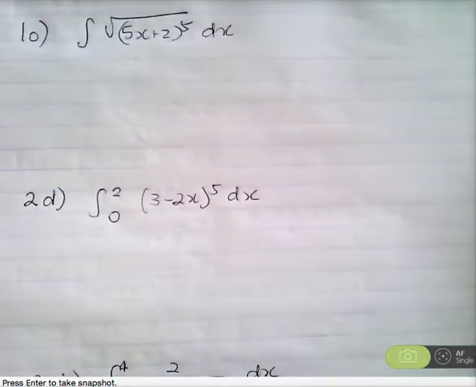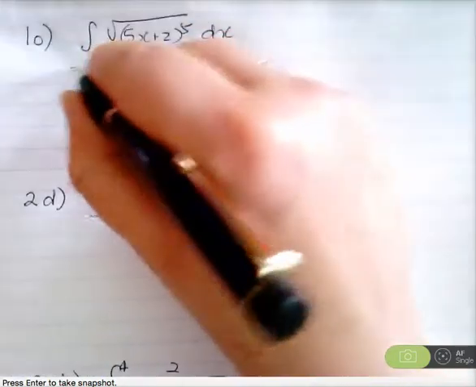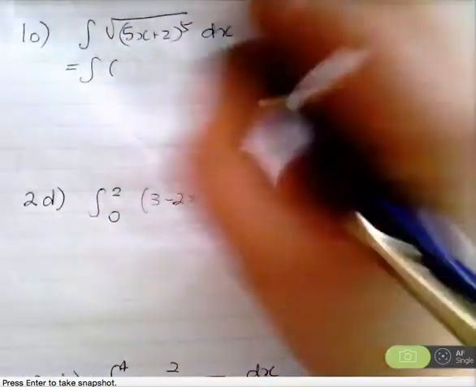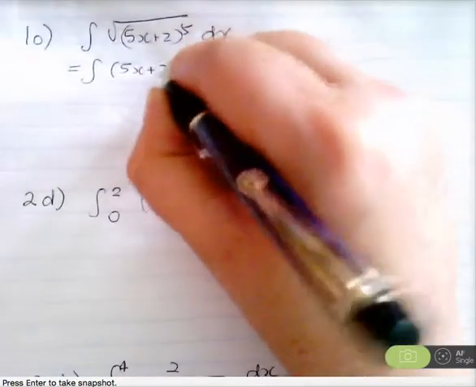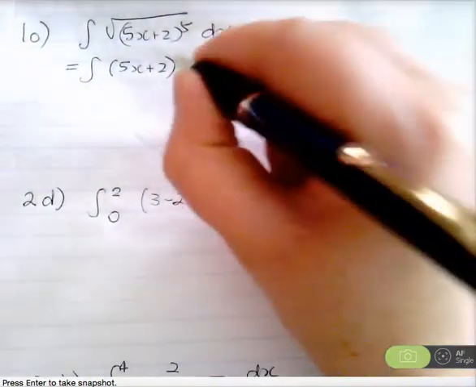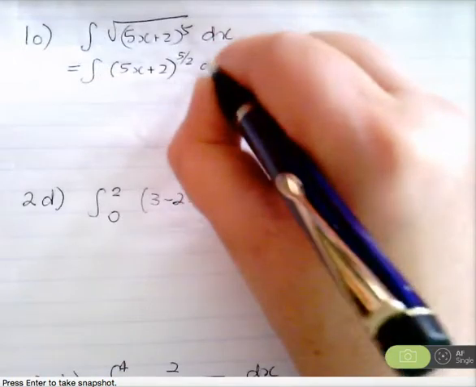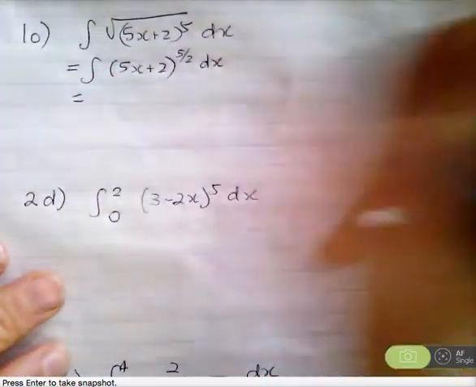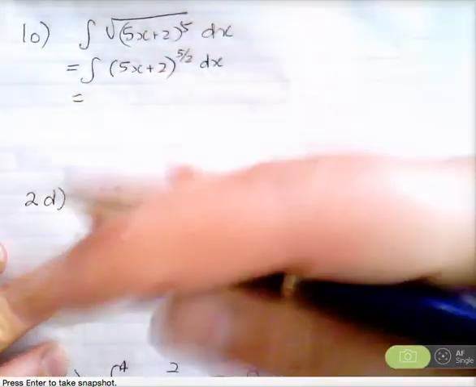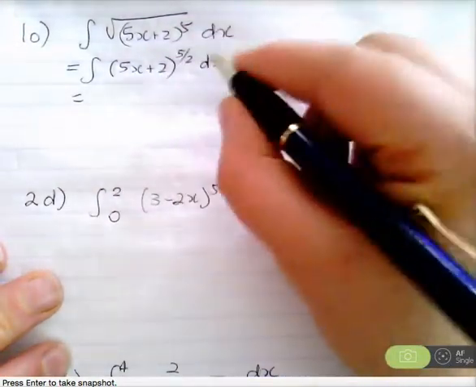Okay? Now, next question. Doing another 3 examples. The first one is the integral of 5x plus 2 to the power of 5 on 2 dx. What do I do? Rewrite it. 5x plus 2 to the what? 5 on 2. Good. So keep the integration sign. We're just changing the way the question looks.